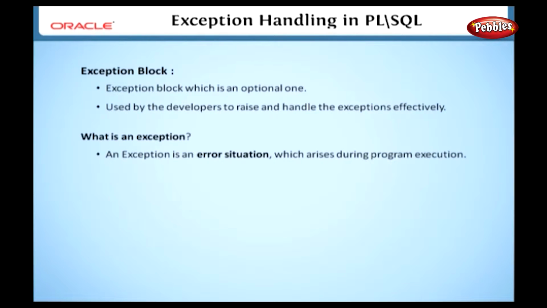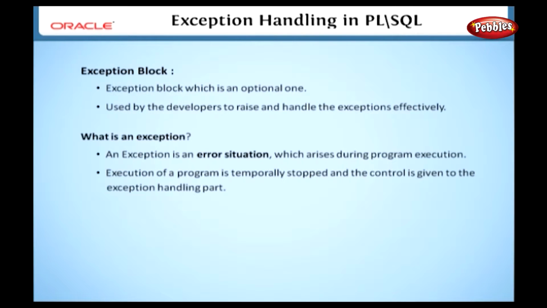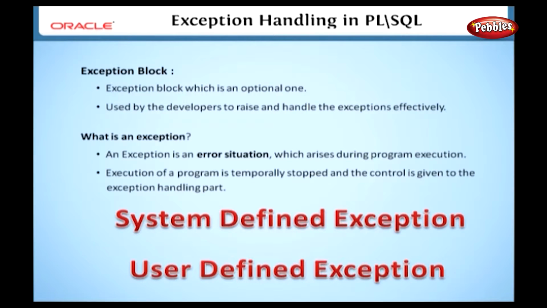An exception is an error situation which arises during program execution. Generally, whenever an exception occurs in a program, the execution of the program is temporarily stopped and control is given to the exception handling part. Exceptions can be in two types, a system-defined or predefined exception, or a user-defined exception.